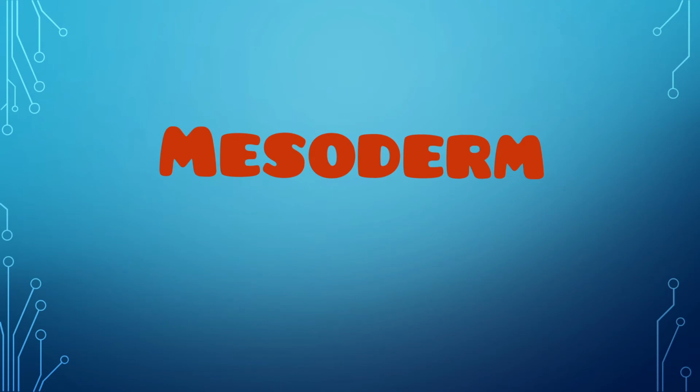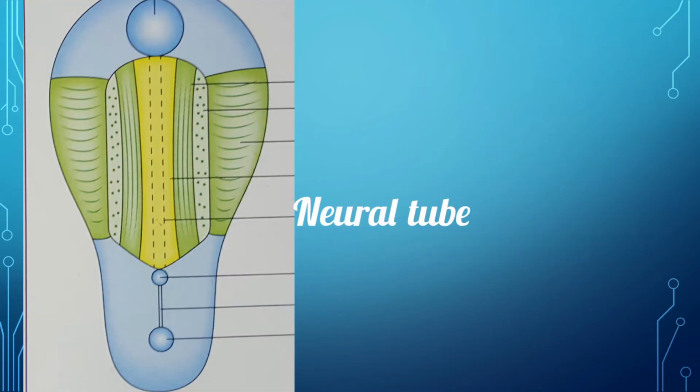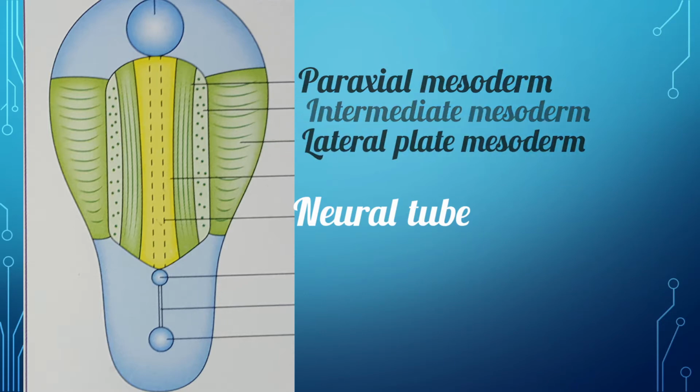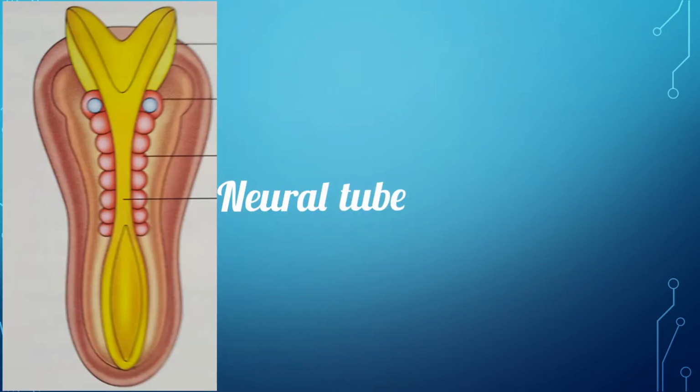The mesoderm, which is present between the ectoderm and endoderm, is called the intraembryonic mesoderm. The intraembryonic mesoderm on either side of the neural tube divides into three parts. From medial to lateral they are paraxial mesoderm, intermediate mesoderm, and lateral plate mesoderm. The paraxial mesoderm is located just lateral to the neural tube, and this undergoes segmentation and gets organized into segments to form somitomeres and somites.